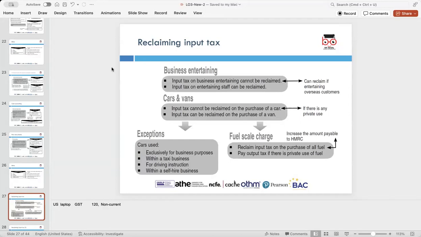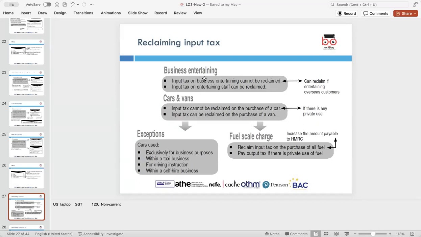Okay. So, VAT treatment of business expenses. When it comes to business expenses such as entertaining and vehicles, there are specific rules regarding the reclaiming of input tax for VAT purposes. Business entertaining, cars and vans, fuel scale charge. Input tax on business entertaining expenses cannot be reclaimed. Input tax on entertaining staff can typically be reclaimed.